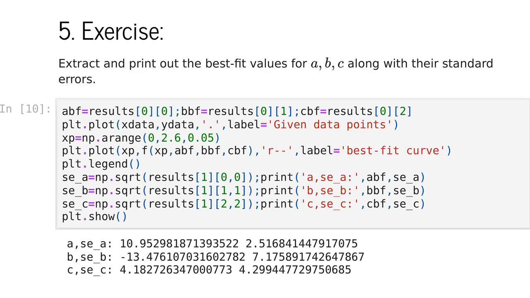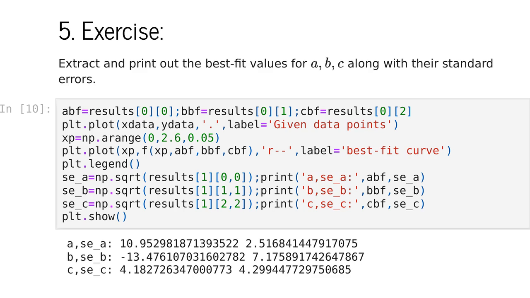To show the fitted curve smoothly, it generates a new, denser set of x values called xp. Using these xp values and our best fit parameters a, b, and c, it calculates the corresponding y values from our quadratic function and plots this as a red dashed line. A legend is added to clearly distinguish the data points from the fitted curve.